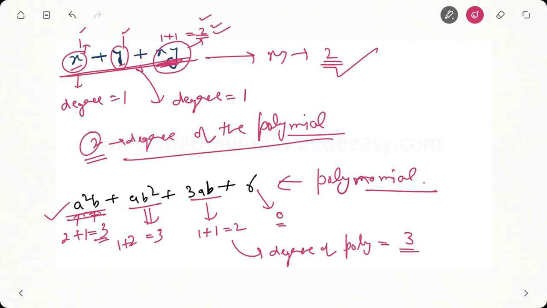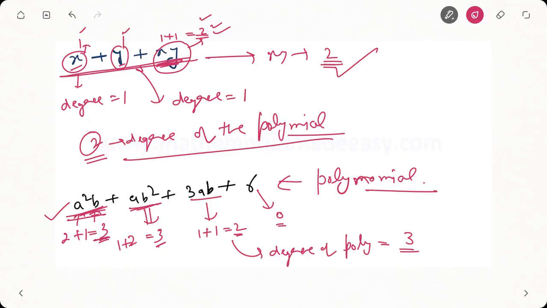Now if I take out the degree of the a square b term, if we want to find the degree of any term, we just sum up the powers. The power of a is 2 plus power of b is 1, so that is 3. So the degree of term a square b is 3. Similarly, the degree of term ab square is: degree of a is 1, degree of b is 2, so we add 1 plus 2, that is 3. Similarly, for 3ab, power of a is 1, power of b is 1, so the degree of 3ab is 2, right? Summation of the powers of all variables present in a term.